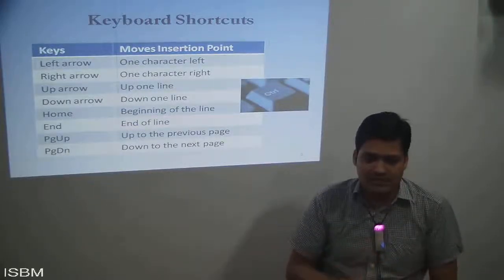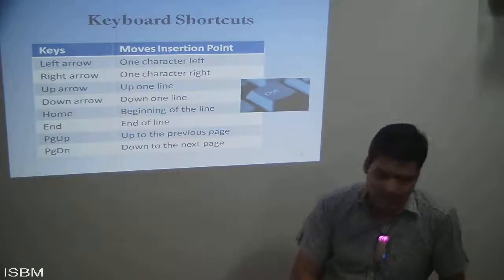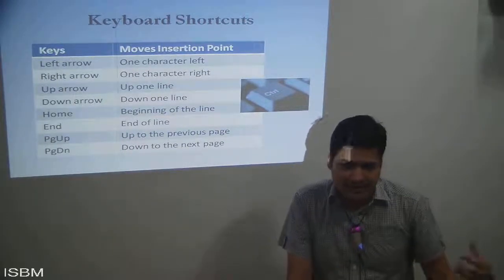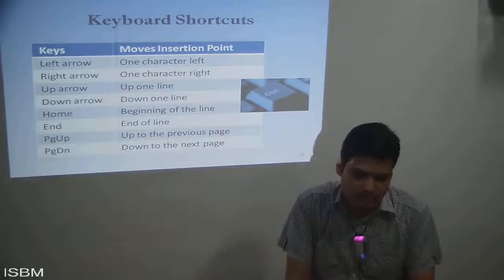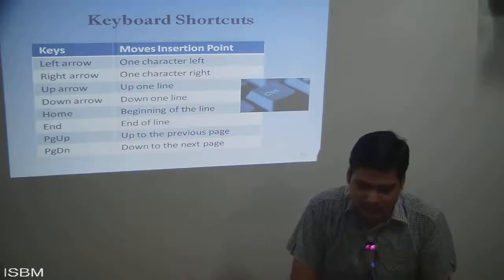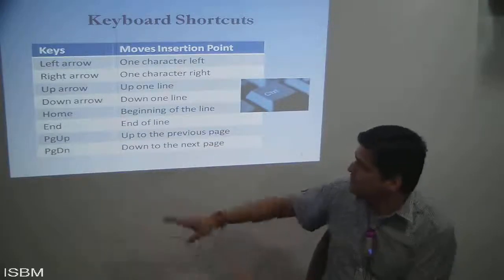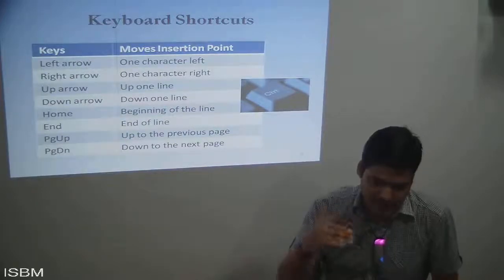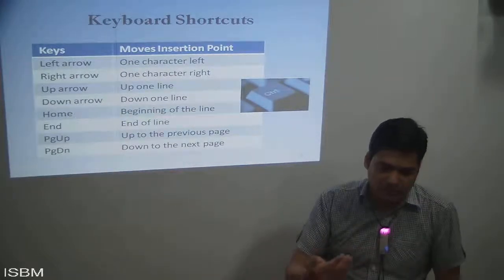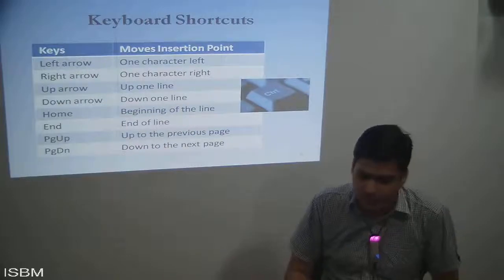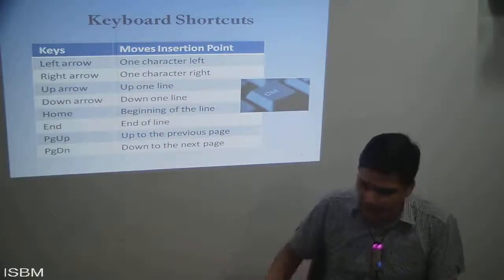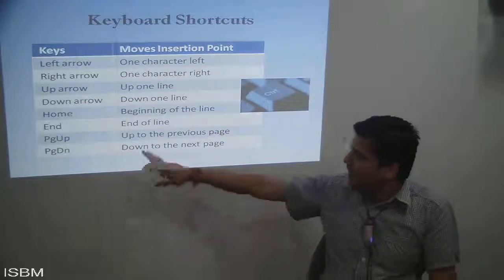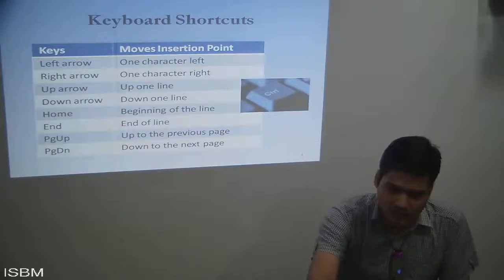Here there are shortcut keys. Using the left arrow, it gives the instruction to move one character left. The right arrow gives the instruction to move one character right. The up arrow goes one line up, and the down arrow goes one line down. If you push the Home button, it will go directly to the starting point of your line. End will go to the end point of your line.